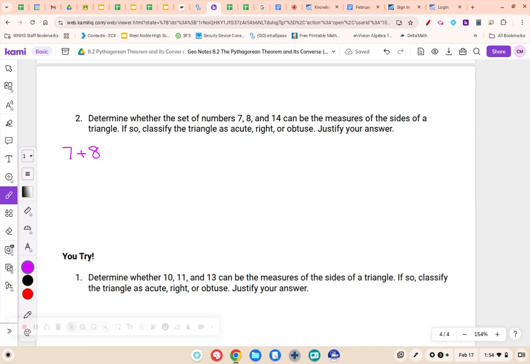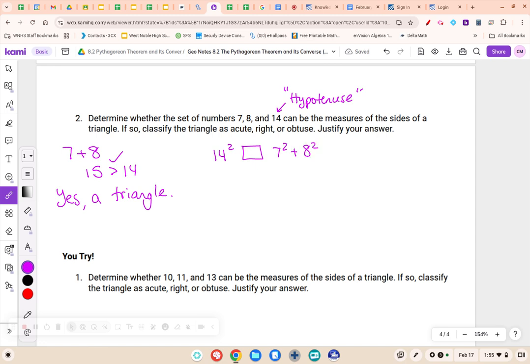So we take our two smaller sides. That's 15, which is bigger than 14. So this is a triangle. Reminder, if it's smaller, it's not a triangle, so we have to stop there. Now, we're going to set up our problem. Remember, this is our hypotenuse in quotes. It's going to act as one because it's our longest side. So we have 14 squared is either equal to, less than, or greater than 7 squared plus 8 squared.